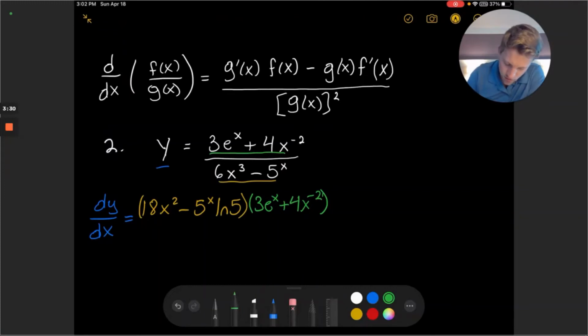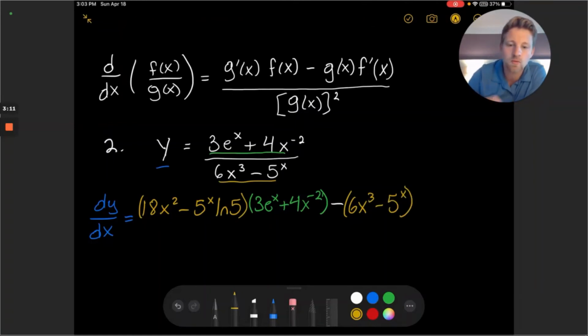Next, in our numerator here, we want to subtract the denominator function. So we'll subtract the denominator function, which here would just be 6x to the third power minus 5 to the x, no derivative on that.